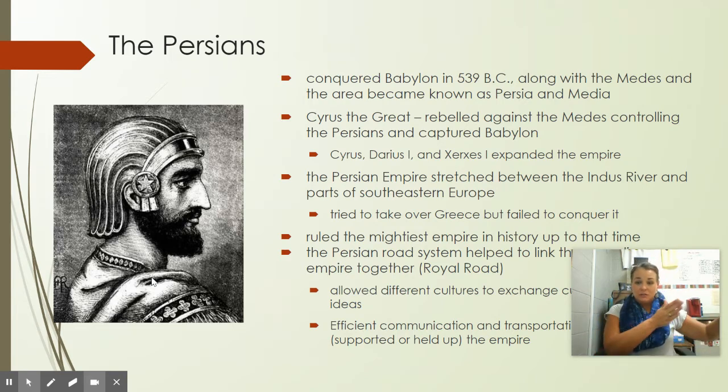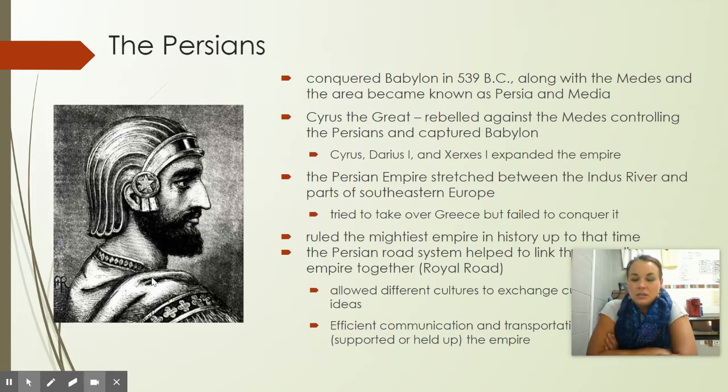I'm just trying to get you up to speed on who's in control of what we know as the Mesopotamian region. Okay, because they are going to come back into play when we're talking about Greece, because the Persians and the Greeks love to fight each other. They were each other's number one rivals. Okay, so the Persians come in 539 BC and they take over that area.